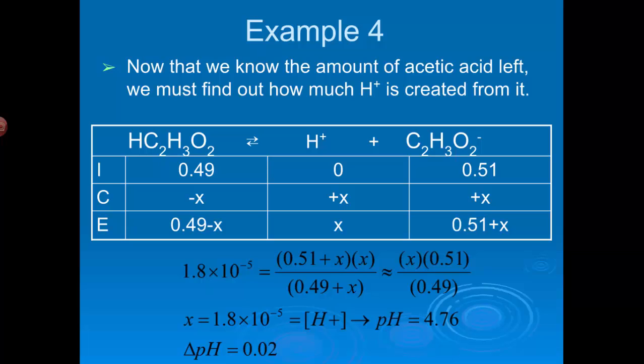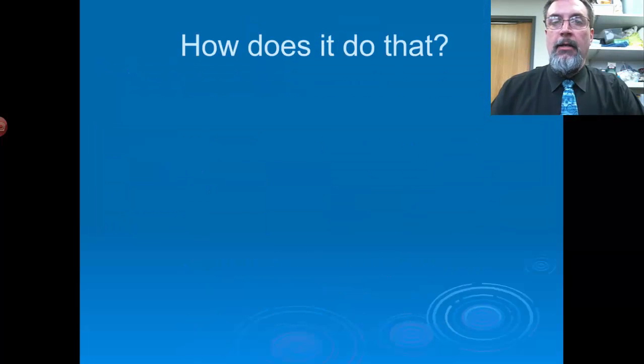Now, if you use sig figs, it might come out to be exactly the same. If you don't use significant figures and you give yourself a little extra, you'll see that it does change by a little bit, 0.02 of a pH unit. That's tiny. Our pH hasn't really changed at all, and we added a strong base to it. So how does it do that? How does a buffer actually resist changes in pH?